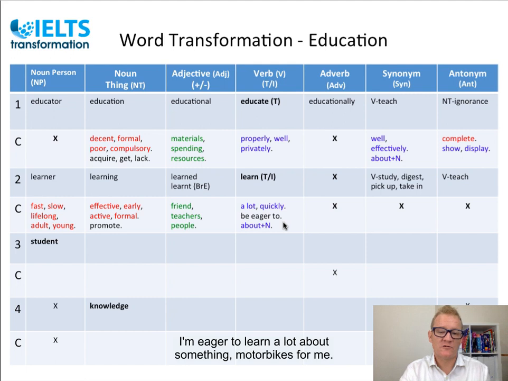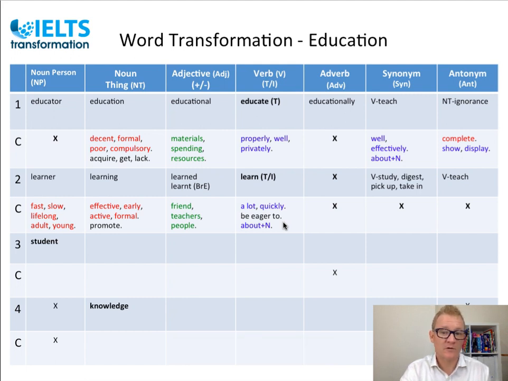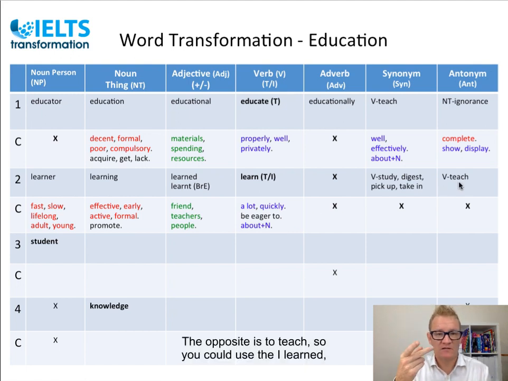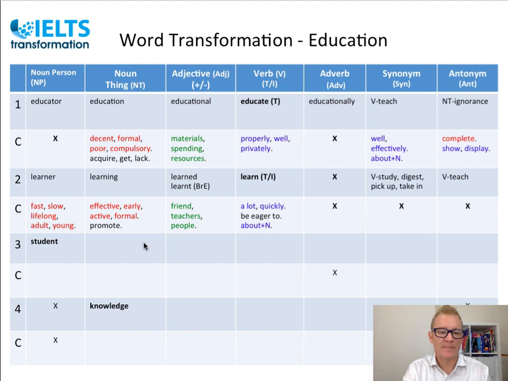I'm eager to learn a lot about something. Motorbikes for me. The opposite is to teach. So you could use the I learned or I was taught. You could use the passive there.